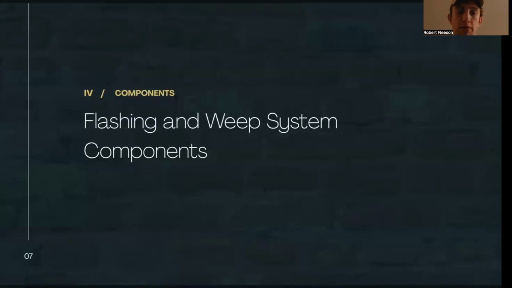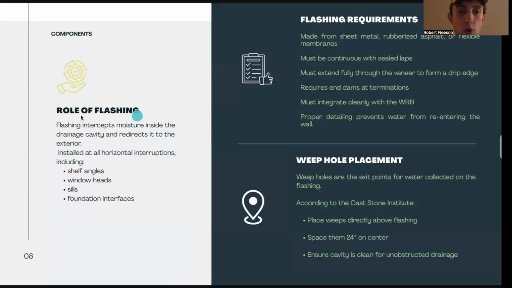Next, we're going to talk about flashing and the weep system components, specifically how they integrate themselves with the drainage cavity. The role of the flashing is to intercept the moisture from inside the cavity and redirect it to the exterior through the weep hole.